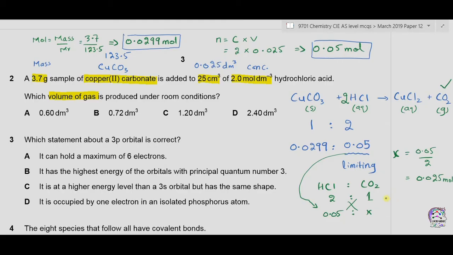Now in order to find the volume, we can multiply this number of moles with 24 decimeter cube. So volume is equal to number of moles into 24 decimeter cube volume. So it comes equal to 0.60 decimeter cube. Now this is the volume of carbon dioxide that is being produced in this chemical reaction. So therefore answer is A.